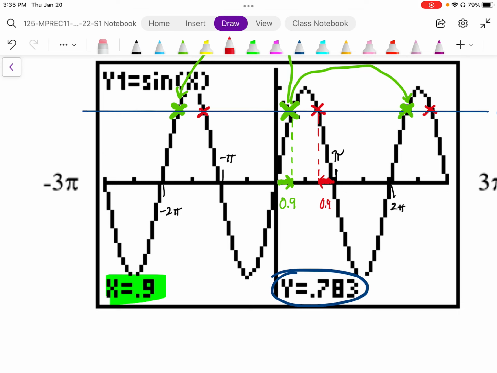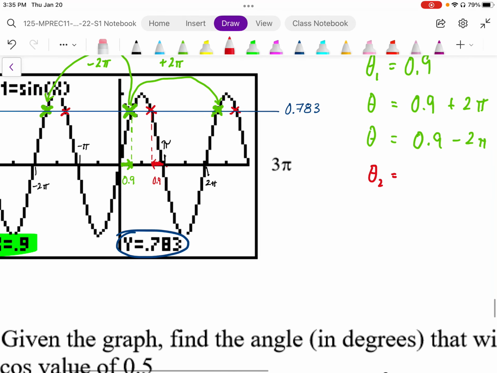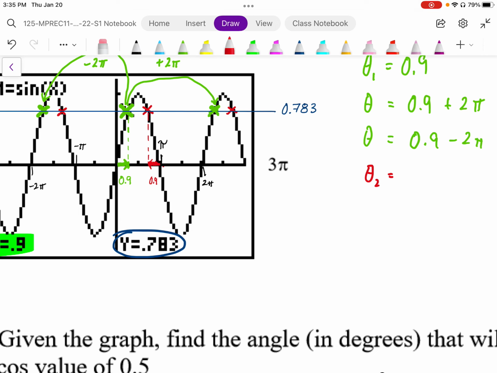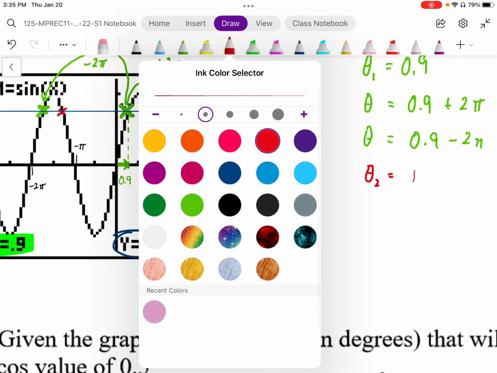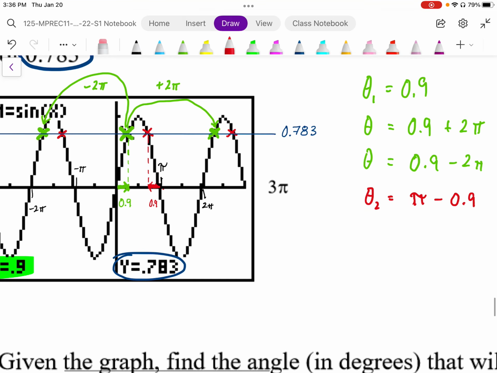So just writing that in, I can see that this little distance in there is also 0.9. Now that is a distance, it's not a position. So to find the angle position, we can start at pi and subtract 0.9. And in fact, that is theta 2. That was the formula for theta 2 for sine: pi minus 0.9, pi minus theta 1. So that angle position, when I write it out, is going to be pi minus the original position of 0.9.